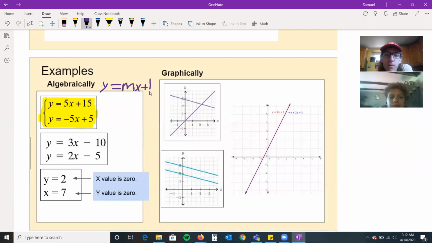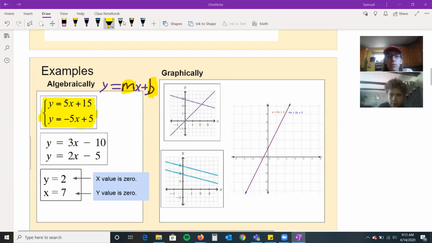Quick spot check. I know we just talked about this the other day, but it's been half a week. Go ahead in the chat. I want you guys to tell me, what does M represent and what does B represent in slope-intercept form? This is the slope-intercept form of a linear equation. What would M represent and what would B represent? Go ahead and put that in the chat. Good, and you can message privately or together.